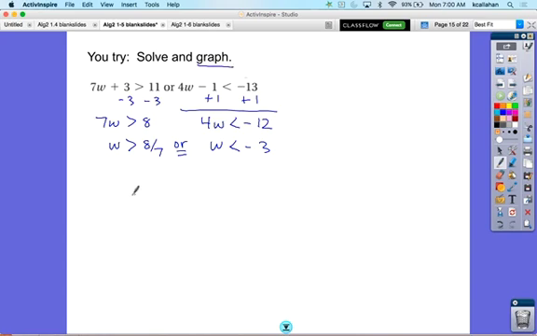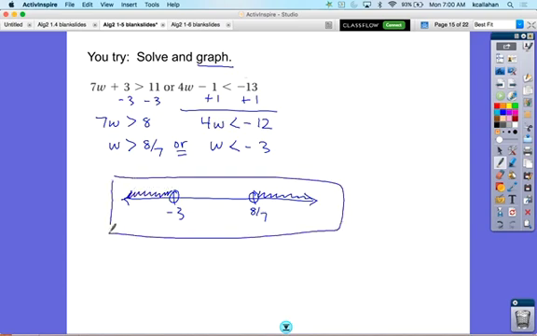Graph it. Negative 3 goes to the left. 8 over 7 goes to the right. Greater than 8 over 7 means open circle, shade to the right. Less than negative 3 means open circle, shade to the left. And that is the graph of a compound OR.